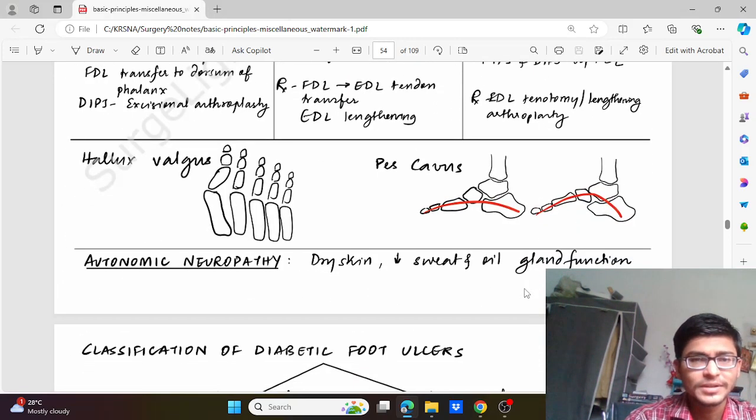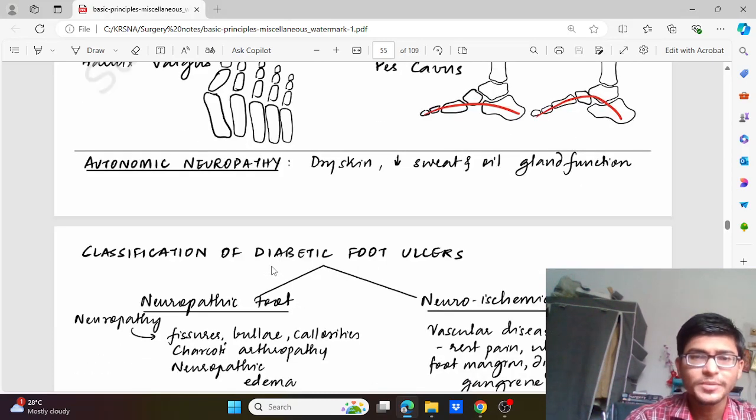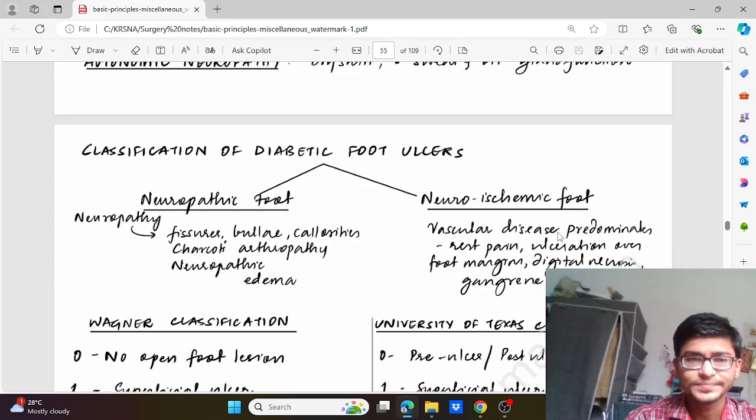Other deformities include hallux valgus, where the metatarsophalangeal joint will medialize. Then pes cavus, where there is caving of the foot arch. Then autonomic neuropathy, which presents with dry skin and decreased sweat or oil gland function.